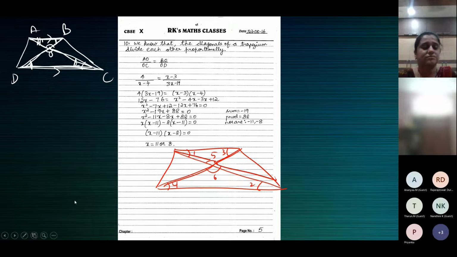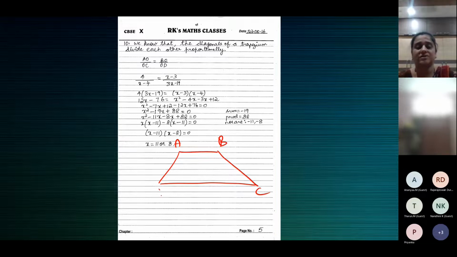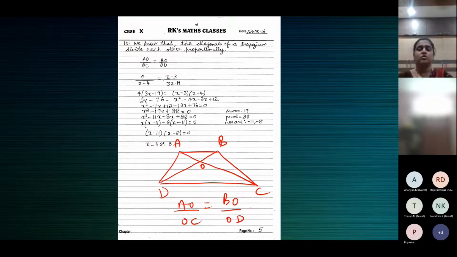Now, how will you show that, if this is given to you, oh no, it's a quadrilateral, sorry. ABCD is a quadrilateral in which AO by OC is equal to BO by OD. You'll have to prove that ABCD is a trapezium.